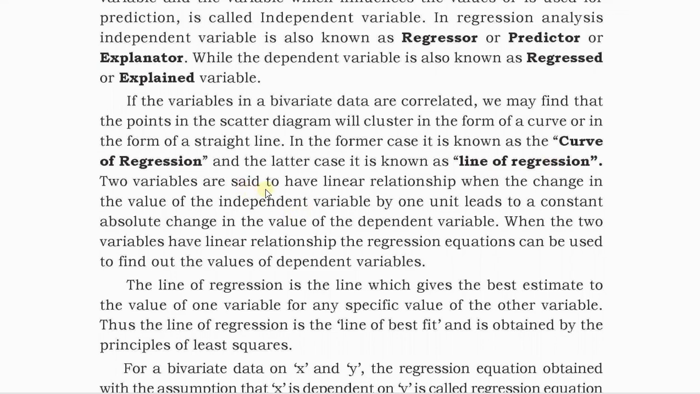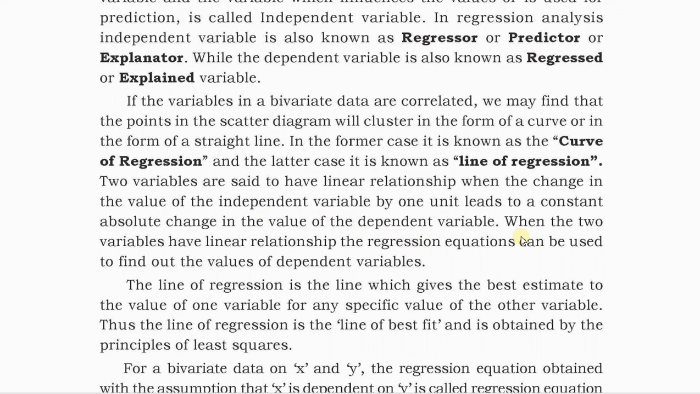Okay. Two variables are said to have a linear relationship when a change in the value of the independent variable by one unit leads to a constant absolute change in the value of the dependent variable. So we say that the two variables have a linear relationship. Linear means a kind of straight line or unidirectional relationship.